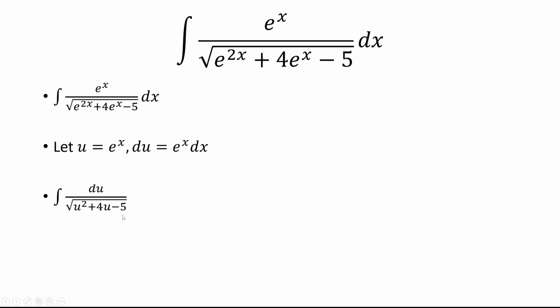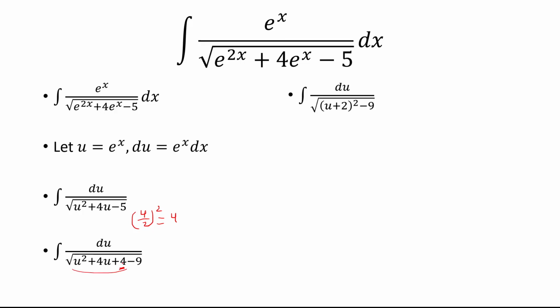Now the goal here is to factor this, and we're going to complete the square. So we're going to split this up as u squared plus 4u plus 4 minus 9. Here we're taking 4, dividing by 2, and squaring it to get 4, so that's why we're adding the 4 here. But we want this to equal negative 5, so we have to subtract by 9. Now this thing can be factored into u plus 2 quantity squared minus 9.